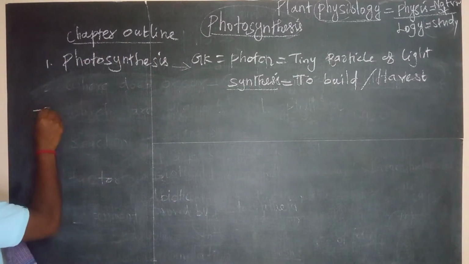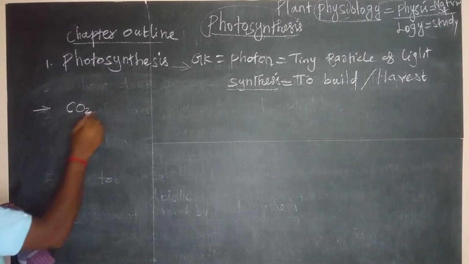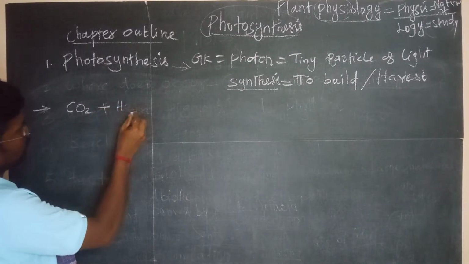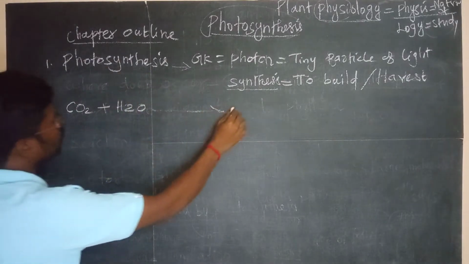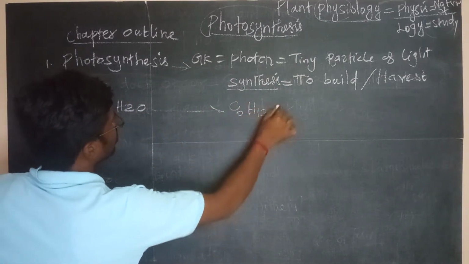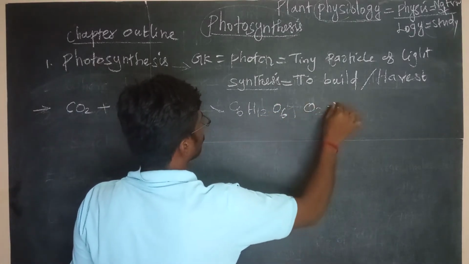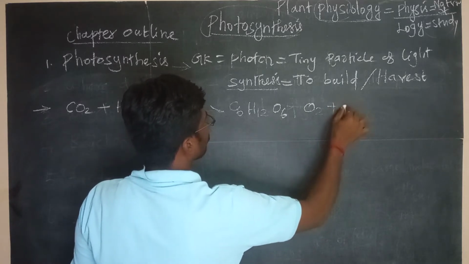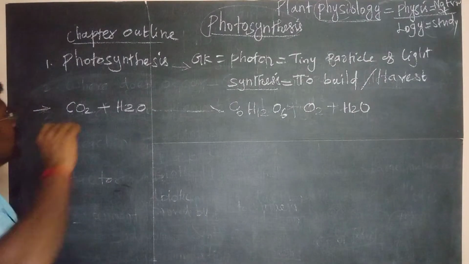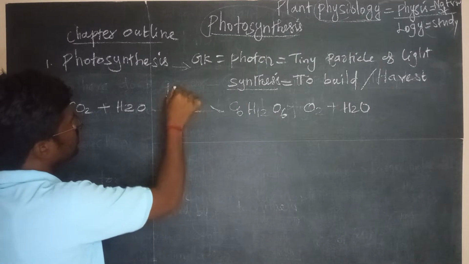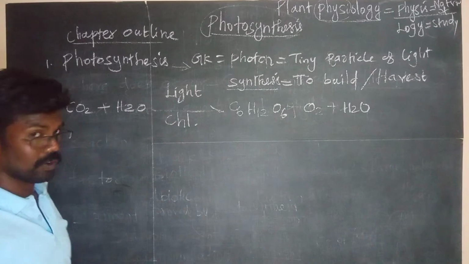What is the definition of photosynthesis? Carbon dioxide and water are the raw materials. Carbon dioxide is converted into carbohydrate or glucose in the presence of sunlight. The definition: carbon dioxide is converted into carbohydrate in the presence of light in chlorophyll. This is called photosynthesis.